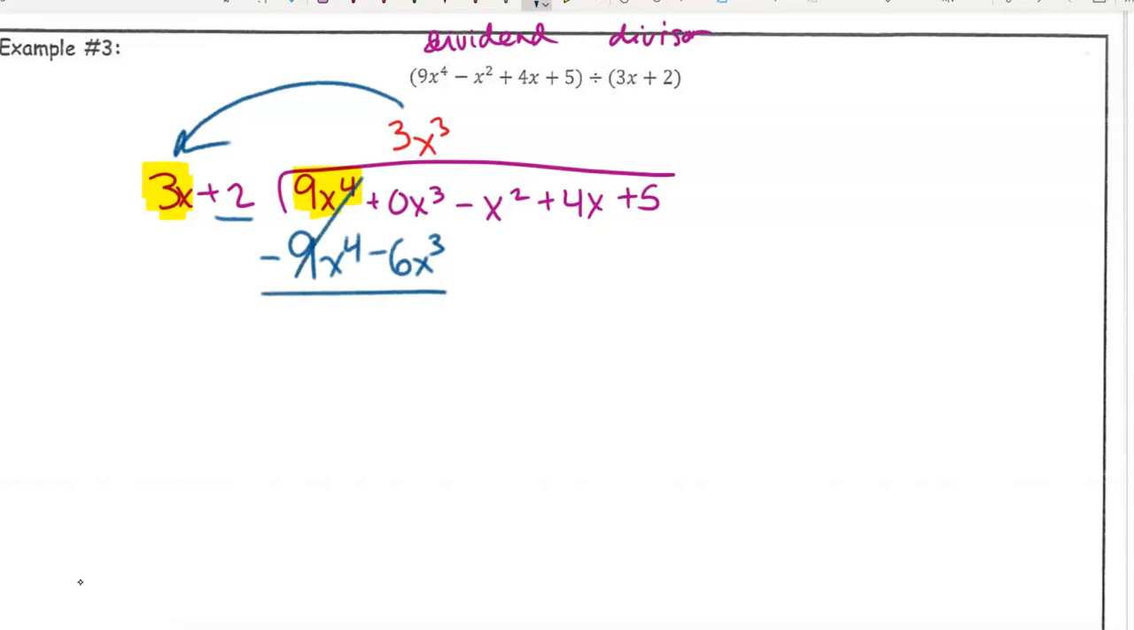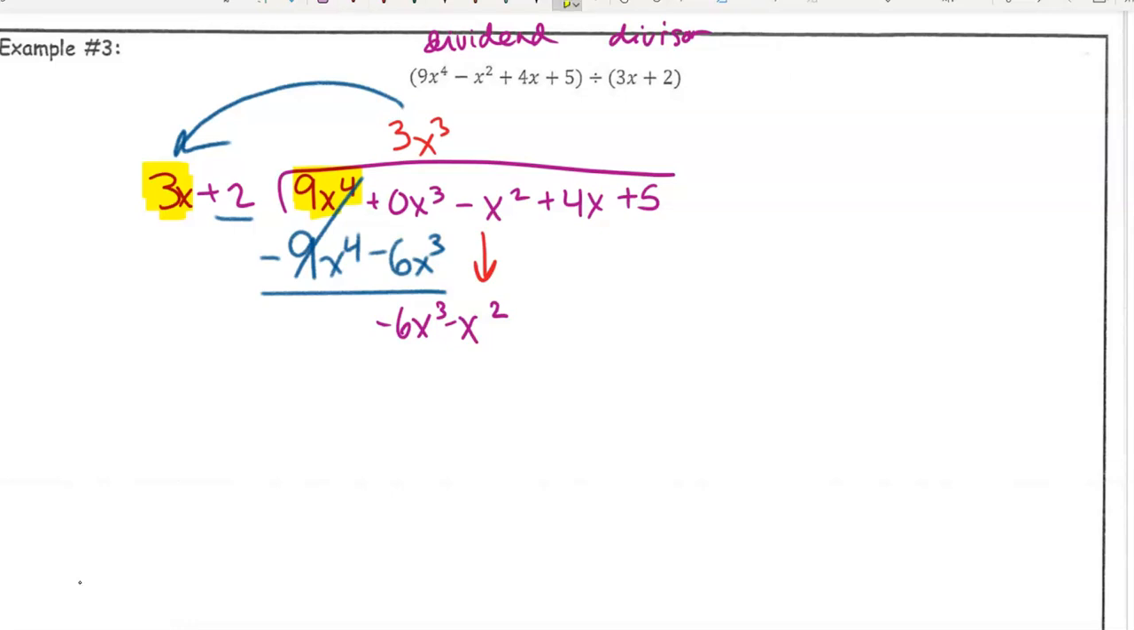9x to the 4 minus 9x to the 4 is 0. And then we have 0x cubed minus 6x cubed. That's going to leave us with negative 6x cubed. Now it's time to bring down the next term. Let me change this color really quick. Negative 6x cubed. Bringing down that next term, we have x squared, and it's minus.